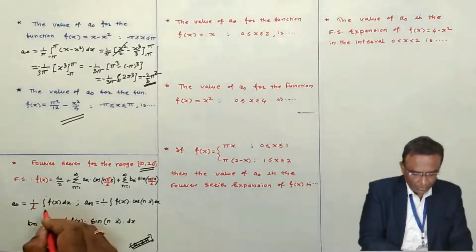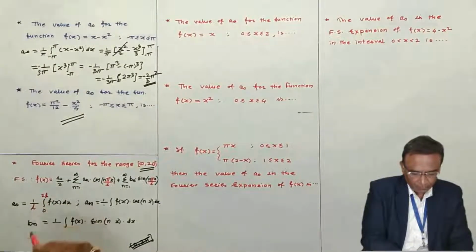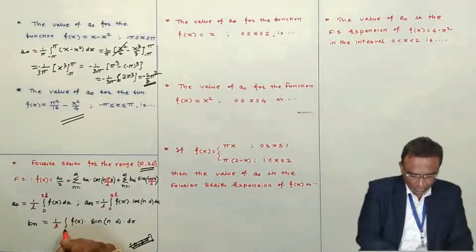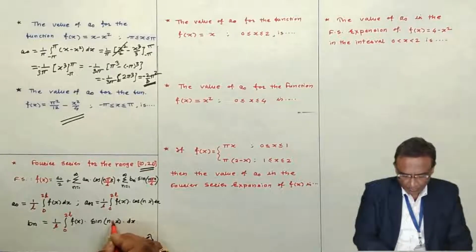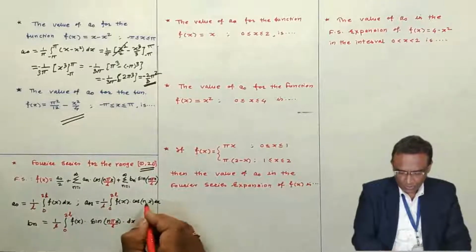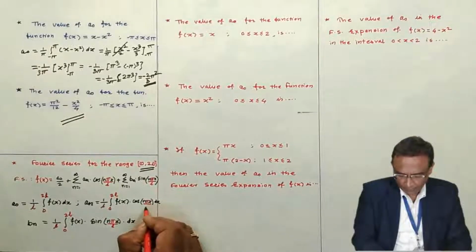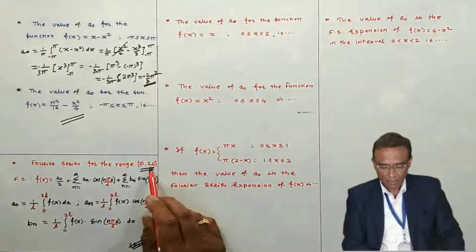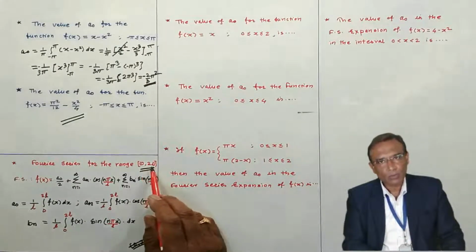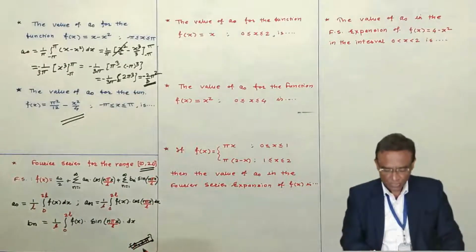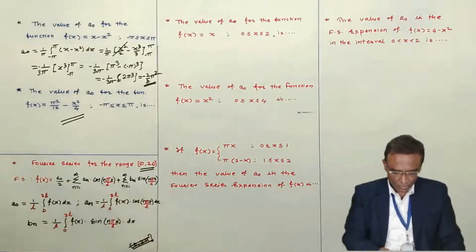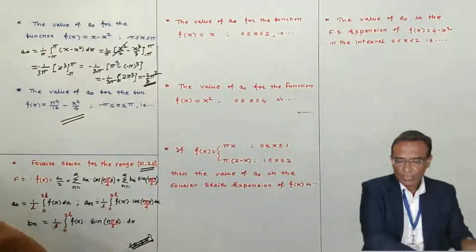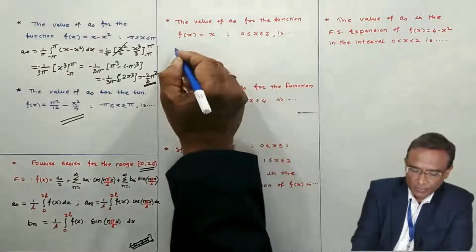Here 1 by L, 0 to 2L, and sin n pi x by L. These red entries, all red entries, are because of 0 to 2L. And the same formula will be for minus L to L also. Okay, see the difference between the Fourier series formula for 0 to 2 pi and the Fourier series formula for 0 to 2L. Now, very quickly, the value of a0 for the function f(x) equal to x.